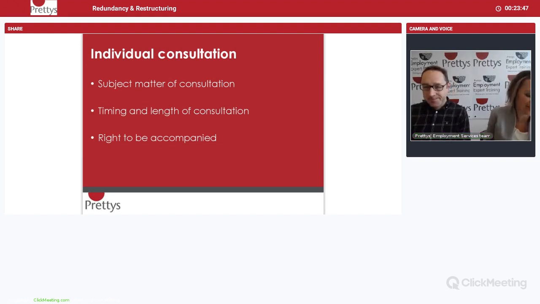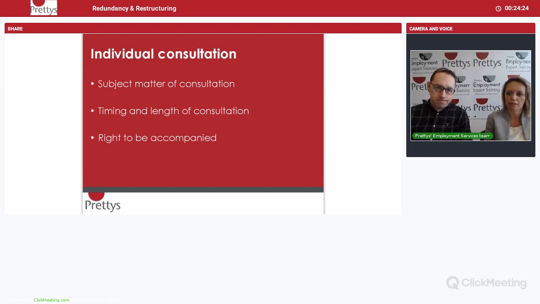Okay. So individual consultation. It obviously depends on the circumstances, but normally you would expect to be giving the employee an opportunity to comment on the basis of selection, whether that's the selection criteria and their score, or the selection pool. Consulting with regards to ways to avoid the redundancy, of course, that's one of the key areas, and considering alternative employment. Timing and length of consultation: with individual consultation, there are no prescribed periods as opposed to collective consultation.